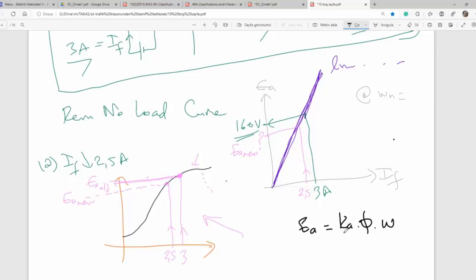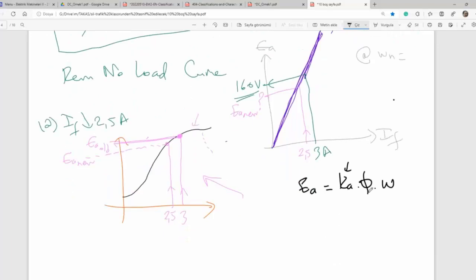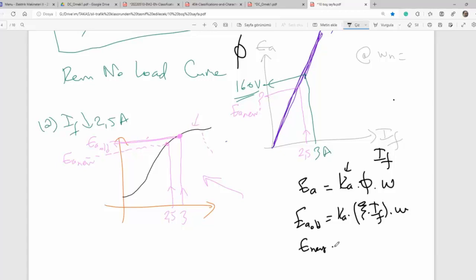I don't know what the Ka is, but after manufacturing it is constant. But I know the field is similar to a no-load curve, so it is given as linear. Let me say zeta times If is equal to the flux, and with W and Ka, that is the armature old value.